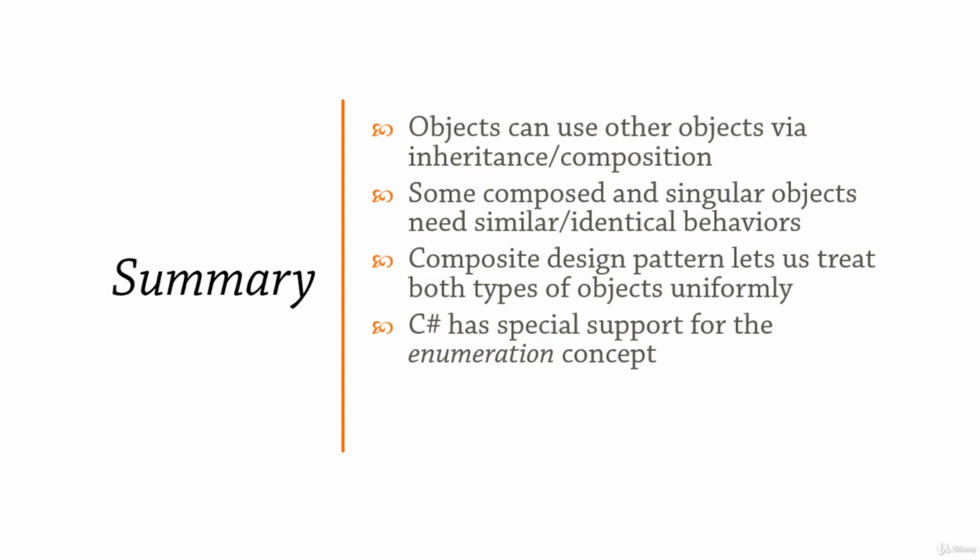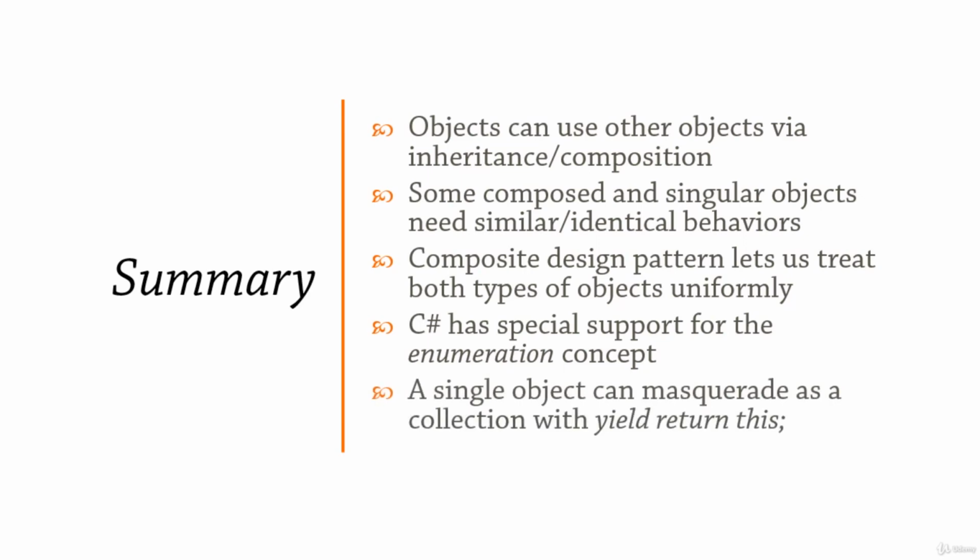And that's exactly what you can do, not just for a collection of objects, but for a single object, because for a single object you can masquerade as a collection. You can have an IEnumerable interface which simply states yield return this, and this returns the one and only object that you actually have. So this is the key to implementing the composite design pattern.